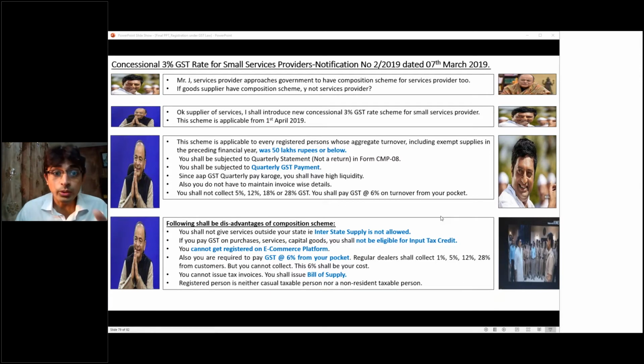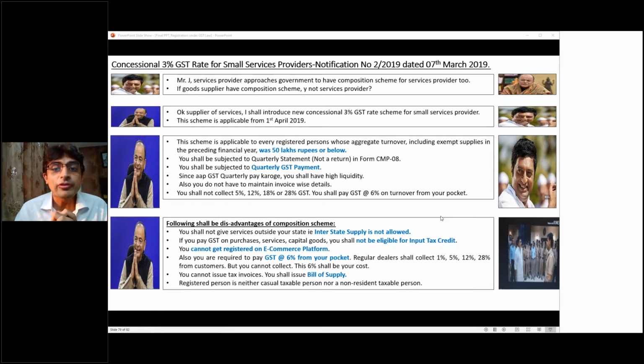So this is a short note that can come in your exam for 4 marks. The heading is 3%, but actually it is 6% GST. Clear? So someone wanted to understand about the composition scheme. I hope I've explained both the provisions and you have understood the entire thing.